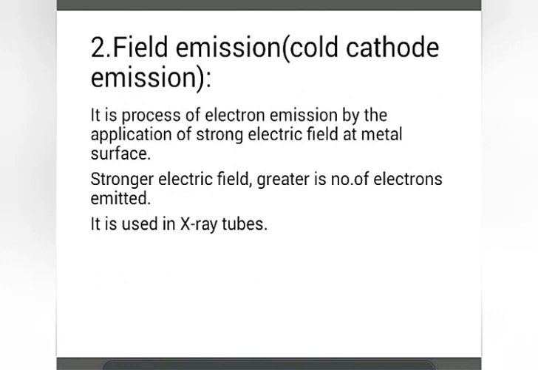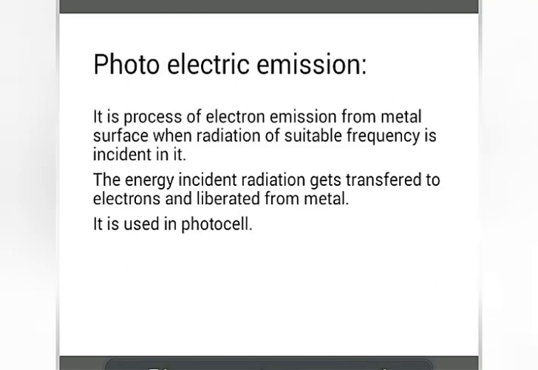The second process is field emission. It is the process of emission of electrons by the application of a strong electric field to the metal surface. The stronger the electric field, the greater the number of electrons emitted. This process is also called cold cathode emission, and this type of emission is used in X-ray tubes.